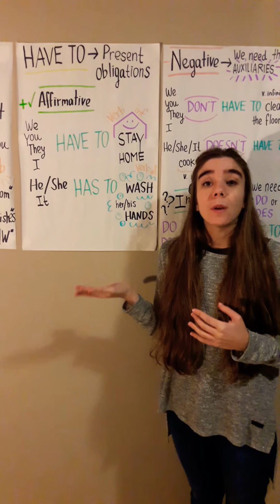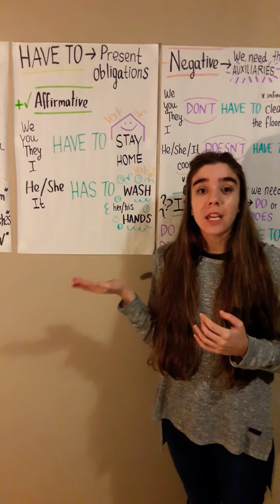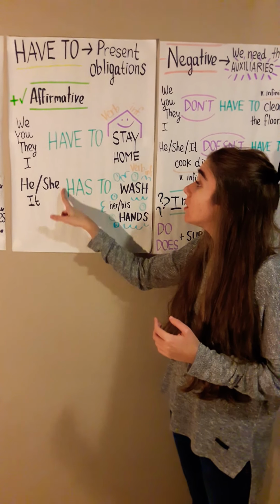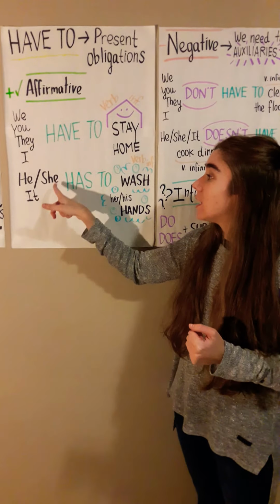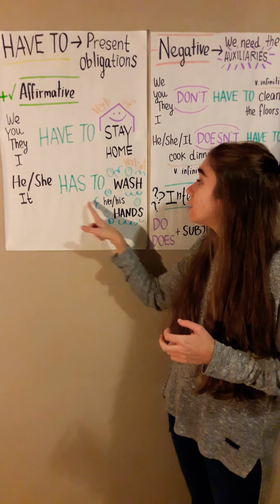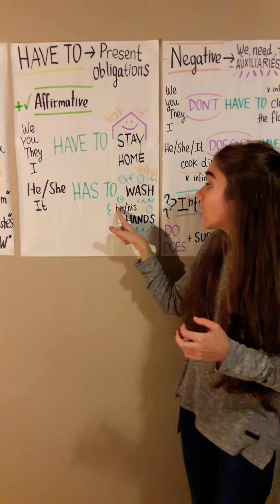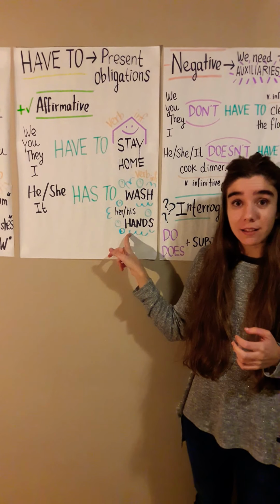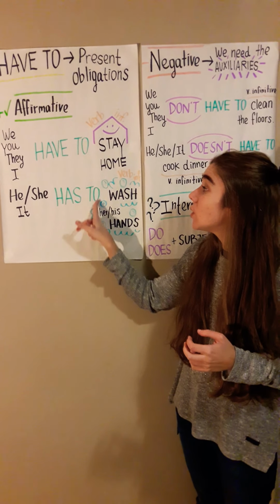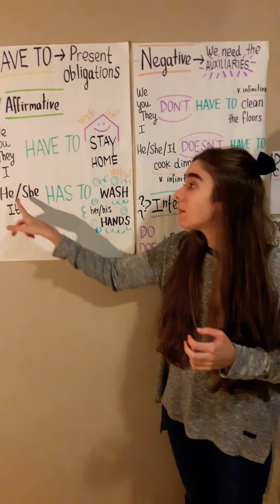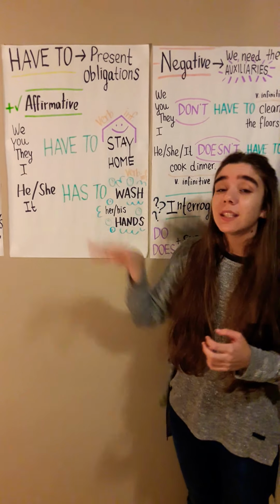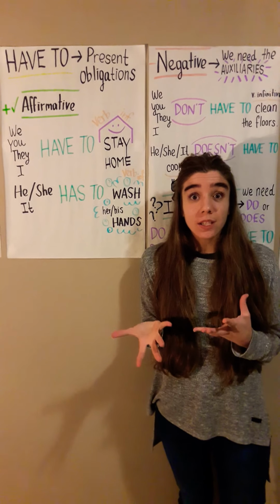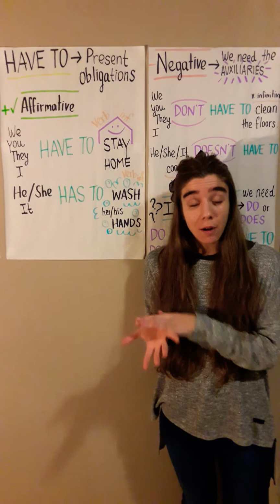What happens when we have he, she, or it? We're going to use has to, okay? He, she, or it has to wash her or his hands, okay? We're going to use has, okay? Because we have he, she, or it. This is in the affirmative, in the positive form, en afirmativo.